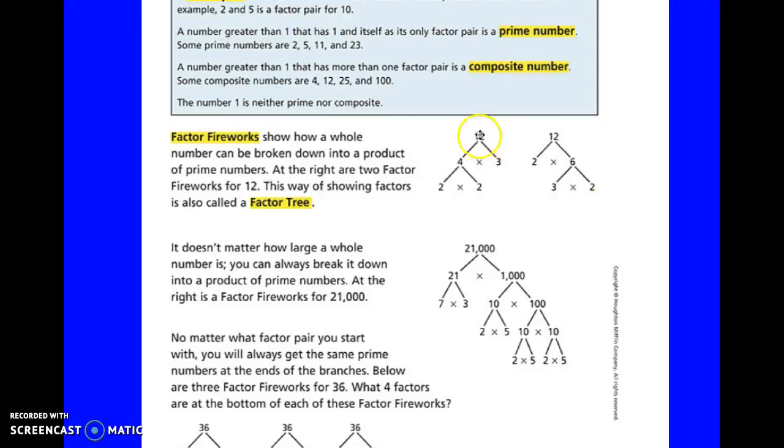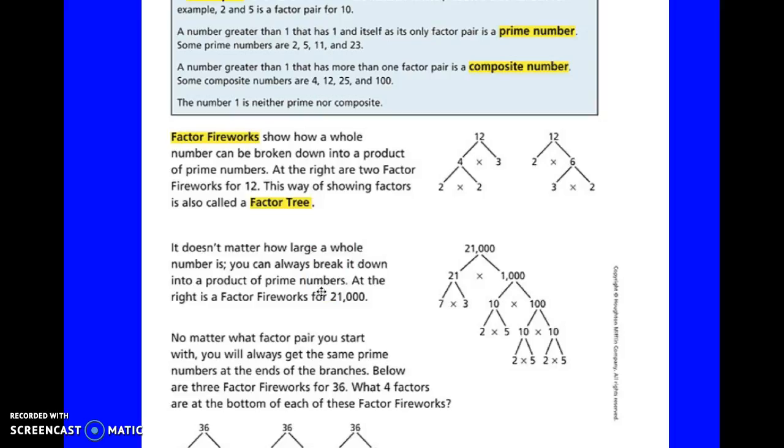Now, what's really cool is it doesn't matter which numbers you choose. What you'll notice is that you still get the same prime numbers at the bottom. You get 2 times 2 times 3, or 2 times 3 times 2. And the order doesn't matter. They're exactly the same, just that the order is different. Okay? Now, it doesn't matter how large a whole number is, you can always break it down into a product of prime numbers.